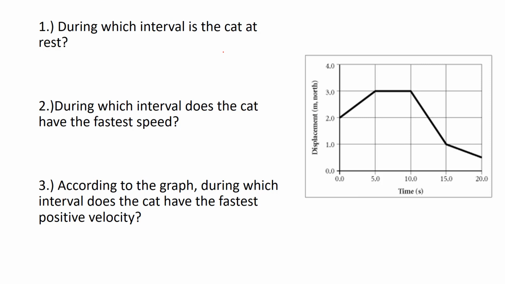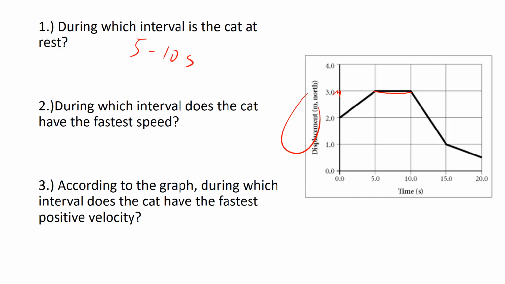The first question: which interval is the cat at rest? So it's a displacement-time graph. You physically are at 3 meters if you stay here, and you are at rest. This cat was at 3 meters at 5 seconds, and it stayed at 3 meters the whole time until 10 seconds. So 5 to 10 seconds.